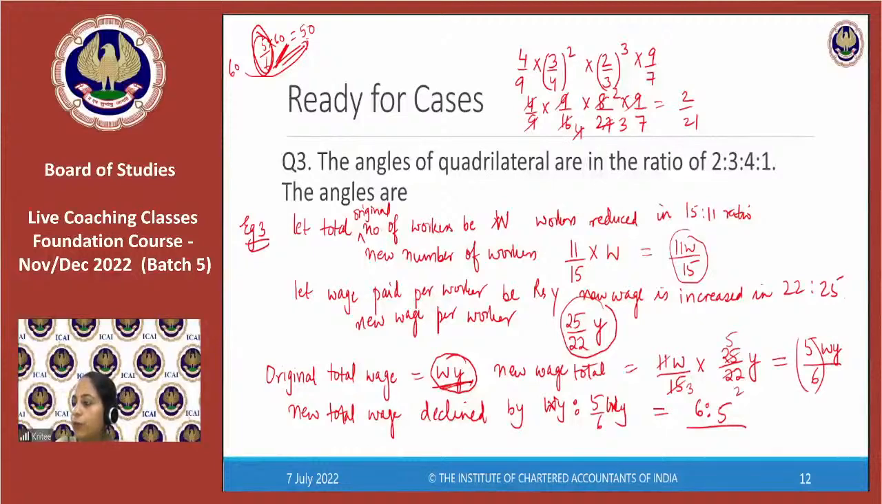And why the reciprocal? See, it is not reciprocating. We are comparing the two amounts. WY was the original amount divided by the new amount, 5 by 6 of WY. So 1 upon 5 by 6 is what? 1 upon 5 by 6 is 6 by 5. We are not reciprocating. This is comparing the ratios, calculating the ratio.